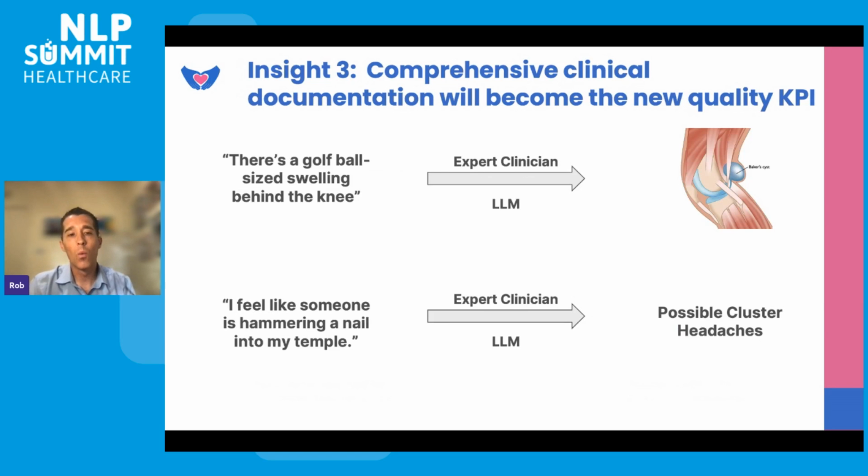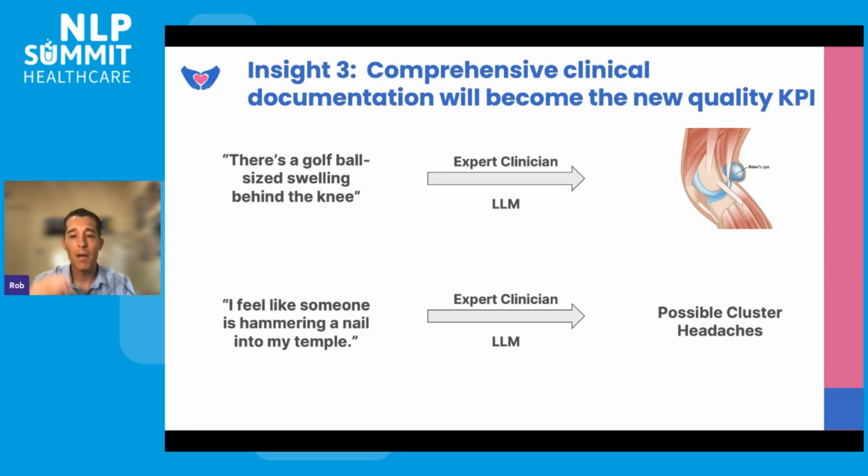One of the interesting things is that you don't even need necessarily clinical expertise for this to work. If I hear someone say there's a golf ball size swelling behind the knee, I know that that's a Baker's cyst. But even if, let's say, a nurse doesn't know that that's the medical term for what that is, if they just document there's a golf ball size swelling behind the knee, an LLM also knows what that is, right? And similarly for very specific phrases that the patient may use, like, "I feel like someone's hammering a nail into my temple."